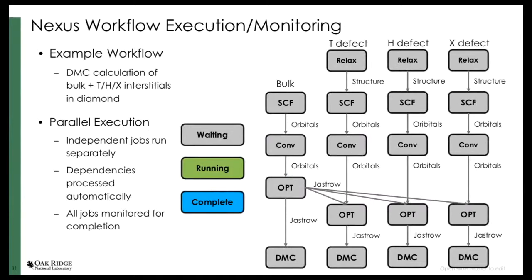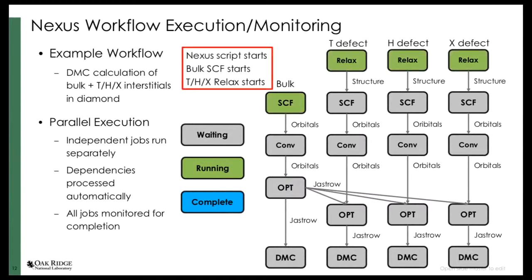So how is this workflow going to be executed by NEXUS? What NEXUS does is it will execute all independent parts of the workflow in parallel. For example, at the first step, when you start running this NEXUS user script, it will submit jobs for the bulk SCF and all of these relax calculations at the same time. It can also manage an arbitrary number of these workflows at the same time.